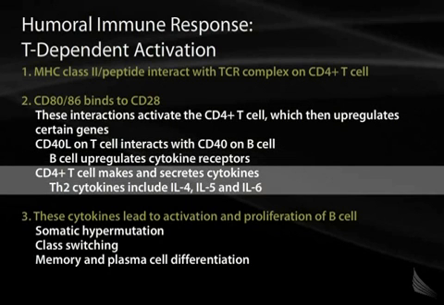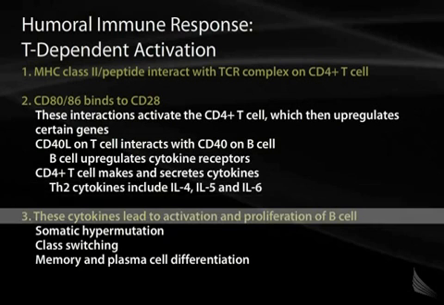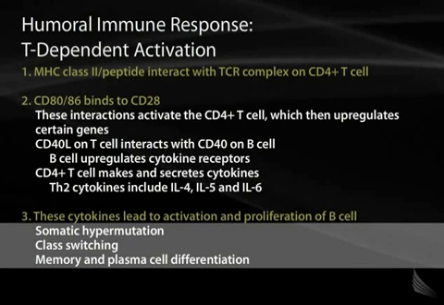Also, the CD4 T cell makes and secretes cytokines. In this case, it's Th2 cytokines, IL-4, IL-5, and IL-6. These cytokines lead to the activation and proliferation of the B cell and are required for different processes in the B cell, such as somatic hypermutation, class switching, and memory and plasma cell differentiation.